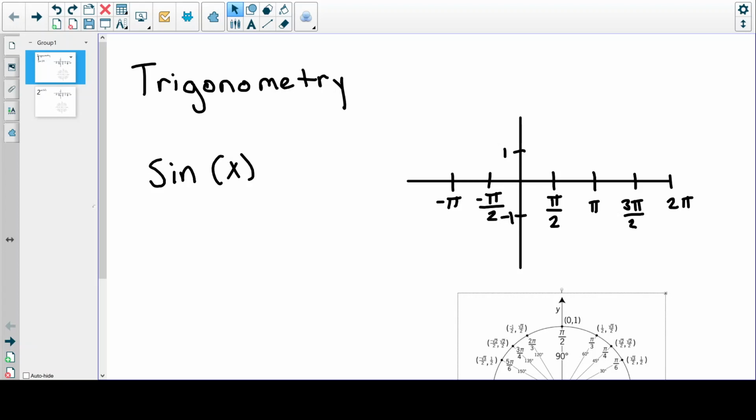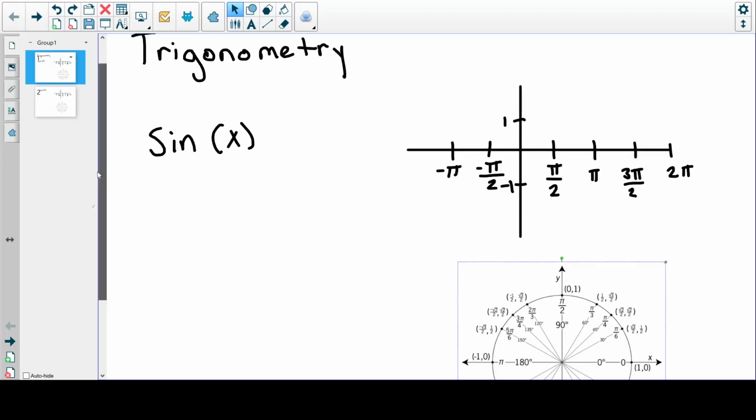Hi, welcome back to Math with Mitchell, and today we're going to discuss a little bit of trigonometry, or specifically sine and cosine, and how that looks on a graph and how we would use it in a problem. So first, let's discuss sine.